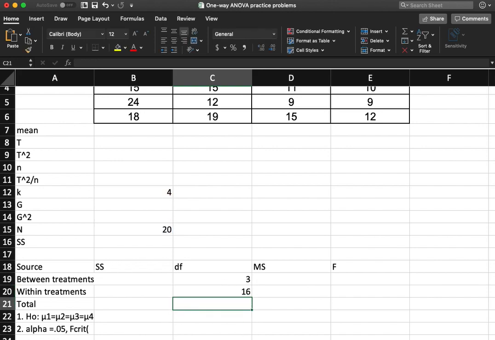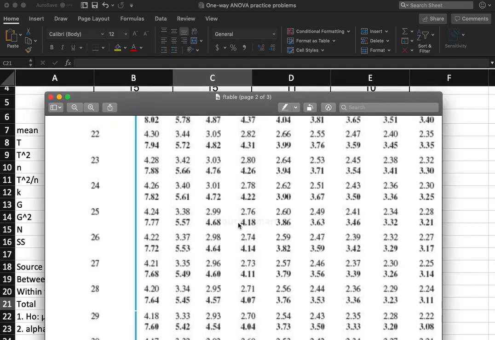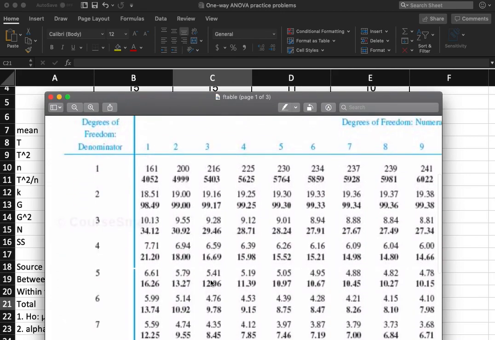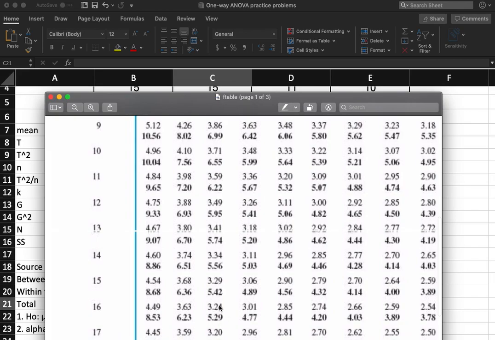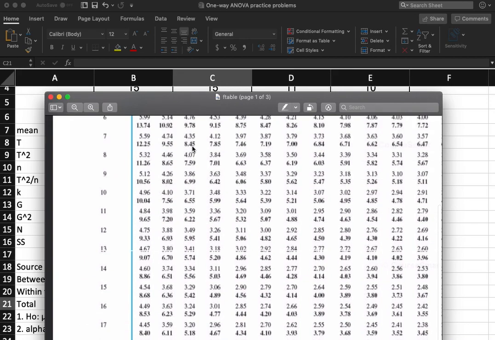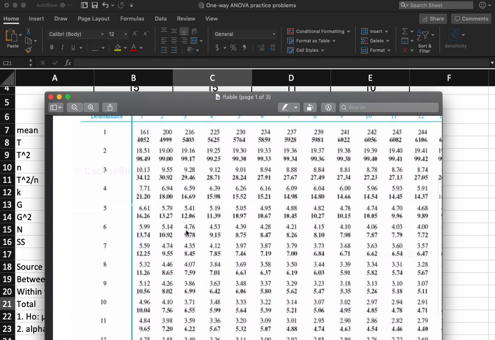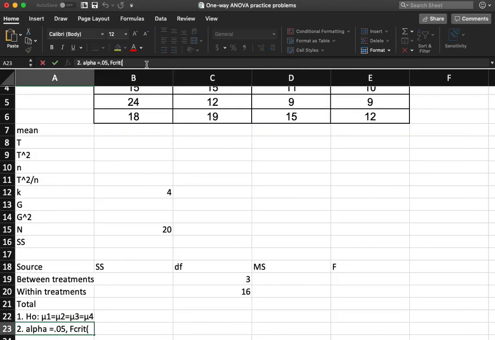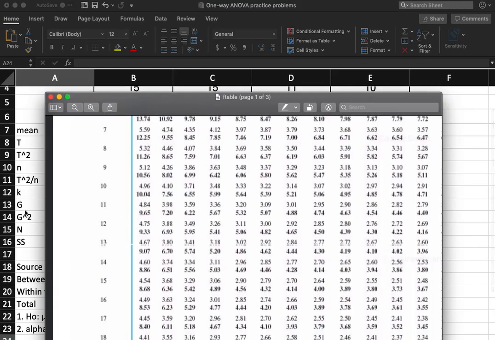So let's go to our F table, and we'll see what our critical value is. How do we look this up? Well, we've got 3 degrees of freedom in the numerator, between treatments, and 16 degrees of freedom in the denominator, within treatments. So it's 3 degrees of freedom in the numerator, scroll down to 16 in the denominator, 3.24. So F crit at 3 and 16 equals 3.24.